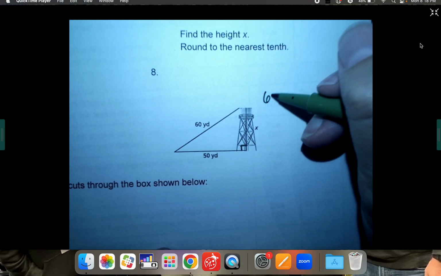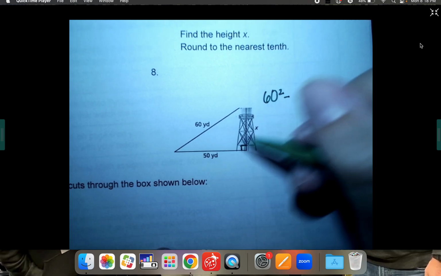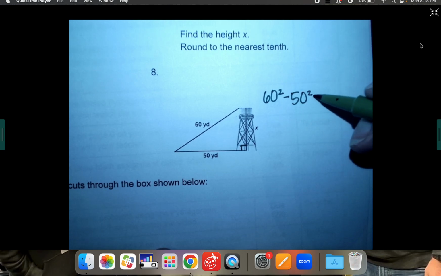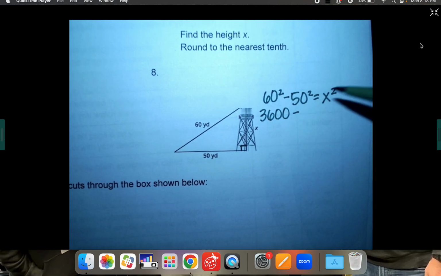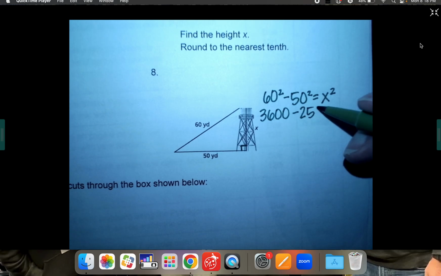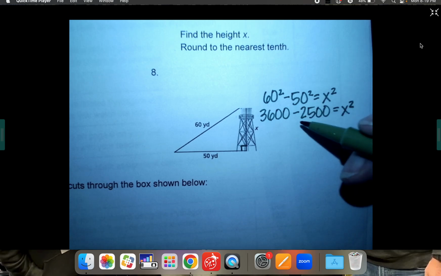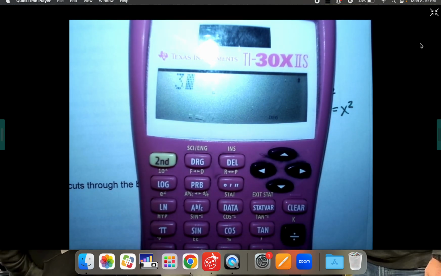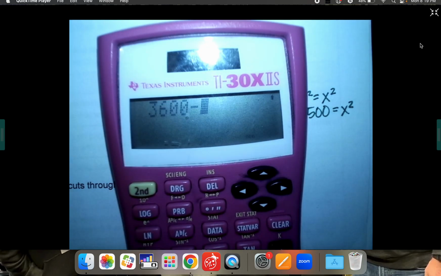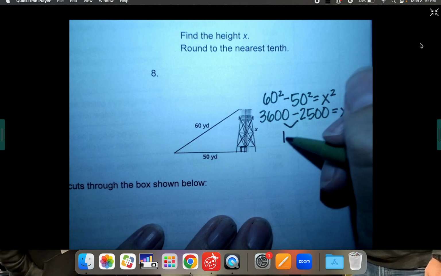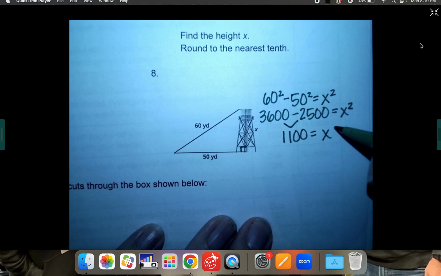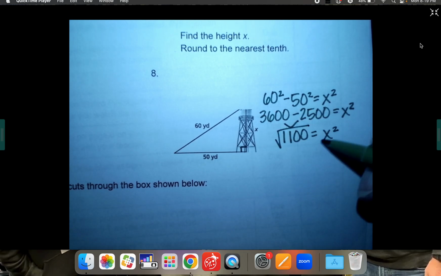So I'm going to take the hypotenuse 60 squared and subtract the 50 squared to find the missing leg length, x. So 60 squared is 3,600. 50 squared is 2,500. And that equals x squared. So we are going to subtract 3,600 minus 2,500, and that's going to equal 1,100. And remember, that's what x squared is, so we still need to square root it in the last step.